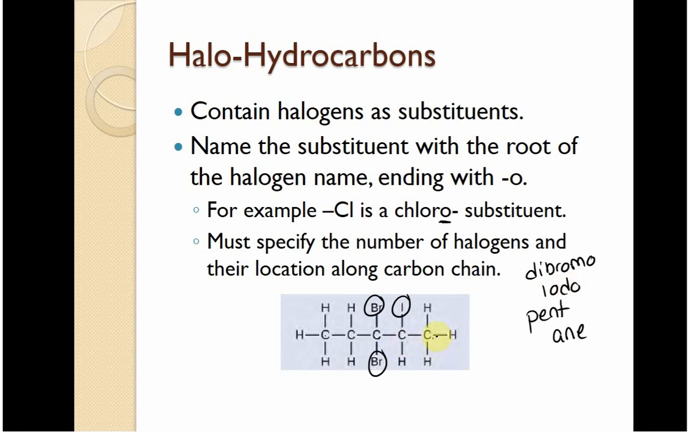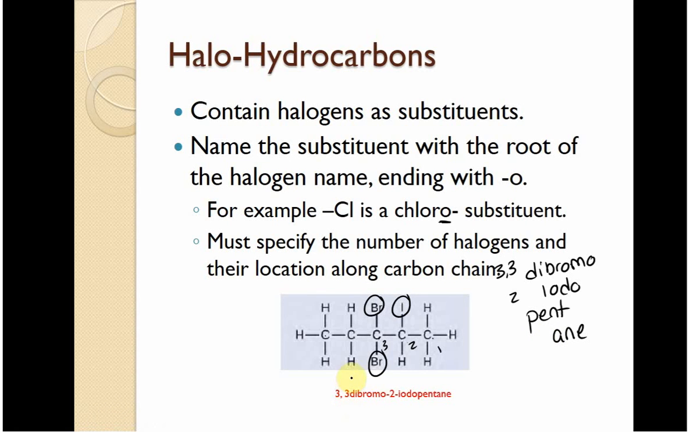So it's going to be from this side where we have 2-iodo and 3,3-dibromo. Putting these in alphabetical order, this is going to be 3,3-dibromo, 2-iodo, pentane. And if you notice, guys, in between numbers there are commas.